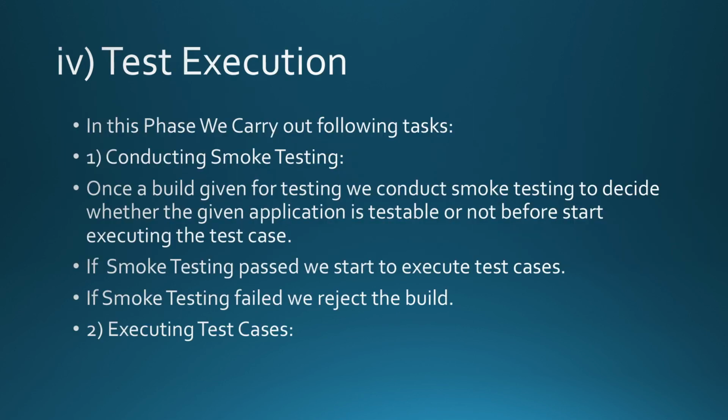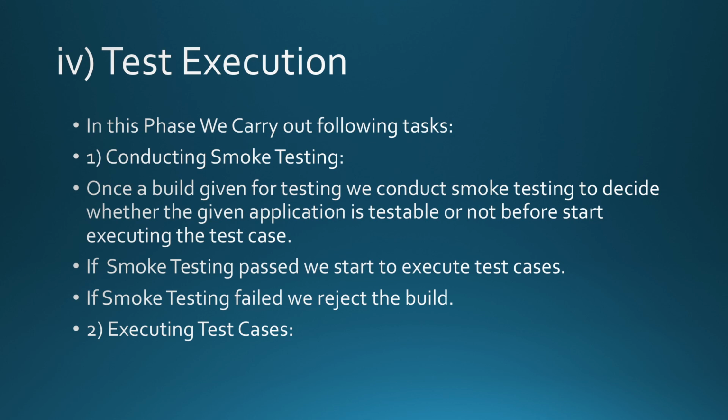So the next slide here is test execution. What is the test execution phase here? In this phase we are going to carry out the below tasks. The first one is conducting smoke testing, and the next one is executing the test cases. Why do we need to conduct smoke testing? Once a build is given for testing, we conduct smoke testing to decide whether the given application is testable or not before going to execute our test cases.